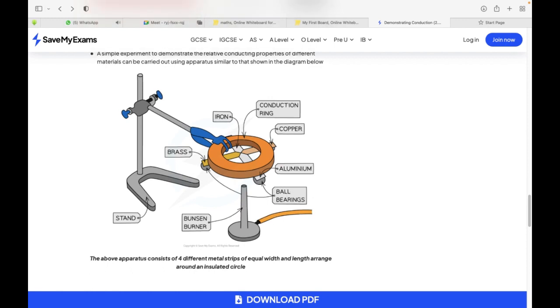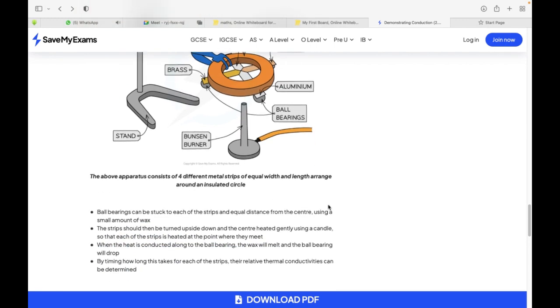So this is an experimental setup, and the above apparatus consists of 4 different metal strips of equal width and length. You must cut them to be equal: the aluminum, the copper, the brass, and the iron. We must have them the same size, same width, and same length, so that we ensure fairness in the experiment and avoid experimental error. The reason they have to be the same size is to reduce error, so that you can conclude what happens to each of the metals, because we want to find the rate of conduction in each of the metals.